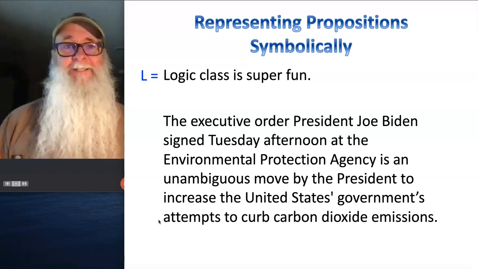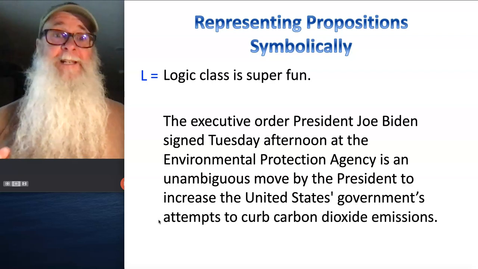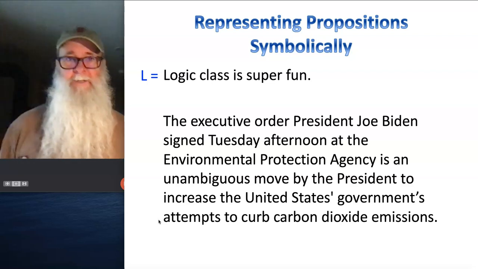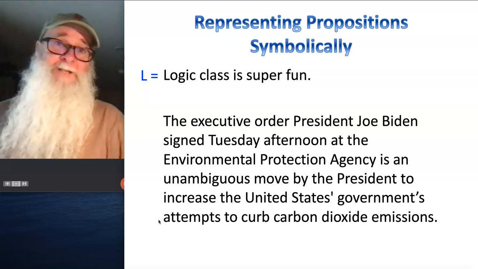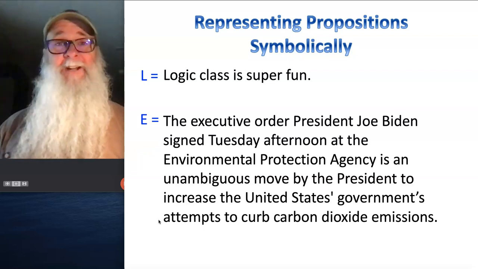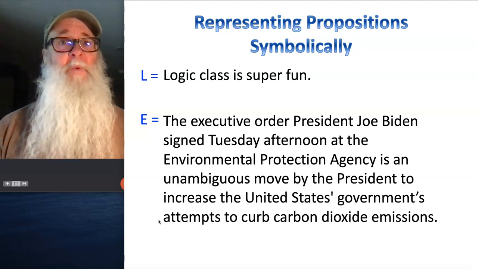In propositional logic, it doesn't even matter how long the statement is. We can have a statement like this. The executive order President Joe Biden signed Tuesday afternoon at the Environmental Protection Agency is an unambiguous move by the president to increase the United States government's attempts to curb carbon dioxide emissions. Try translating that into a standard form categorical statement. In propositional logic, we don't have to. We can just slap a single letter on it. And now every time we mention the letter E, we know what we're really referring to is this entire wordy sentence.